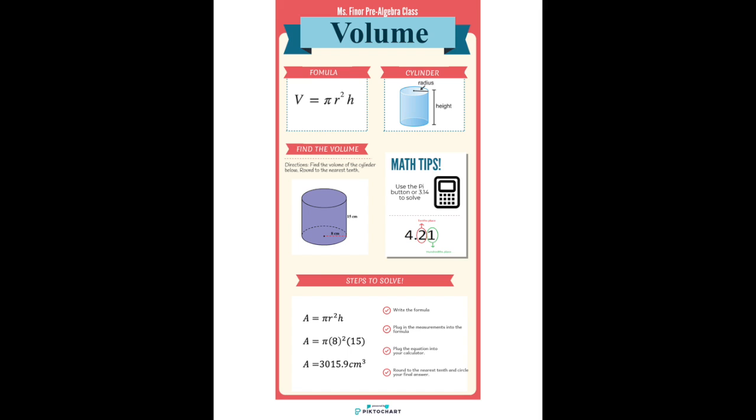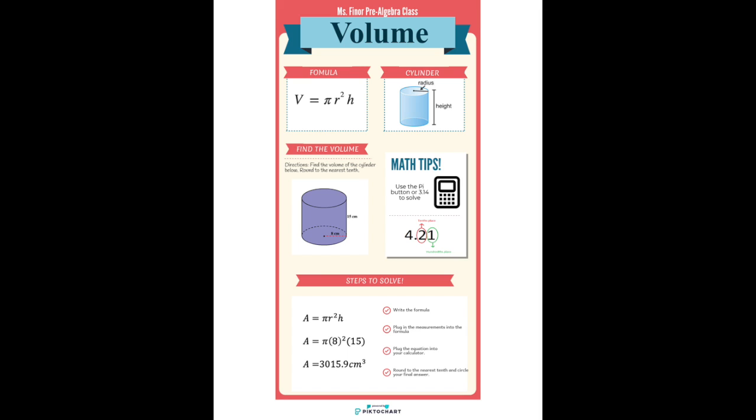We are going to explore how to find the volume of a cylinder, but first, what is a cylinder? A cylinder is a three-dimensional figure with two parallel congruent circular bases connected by a curved surface. To find the volume, we measure the space occupied by a solid.